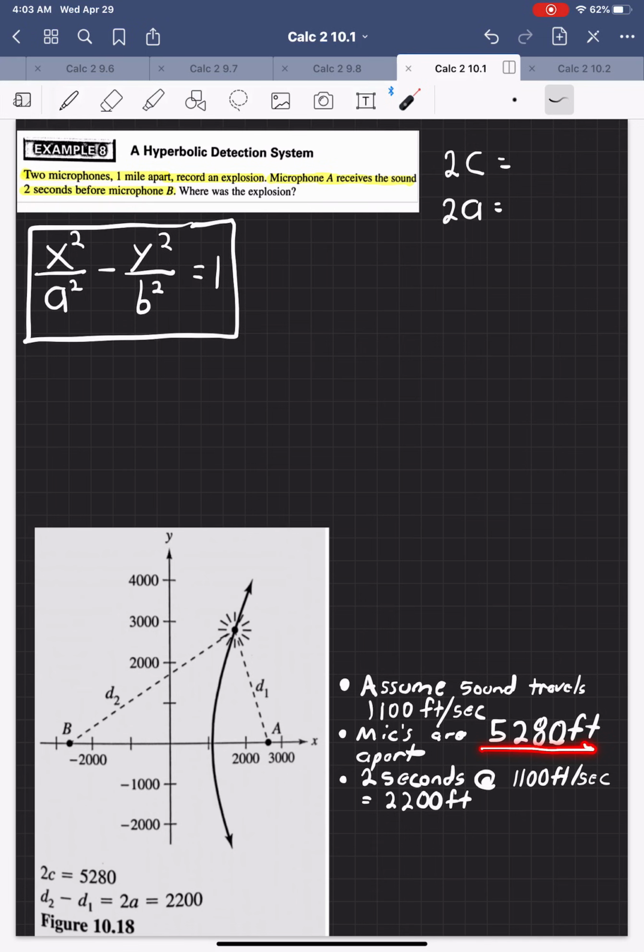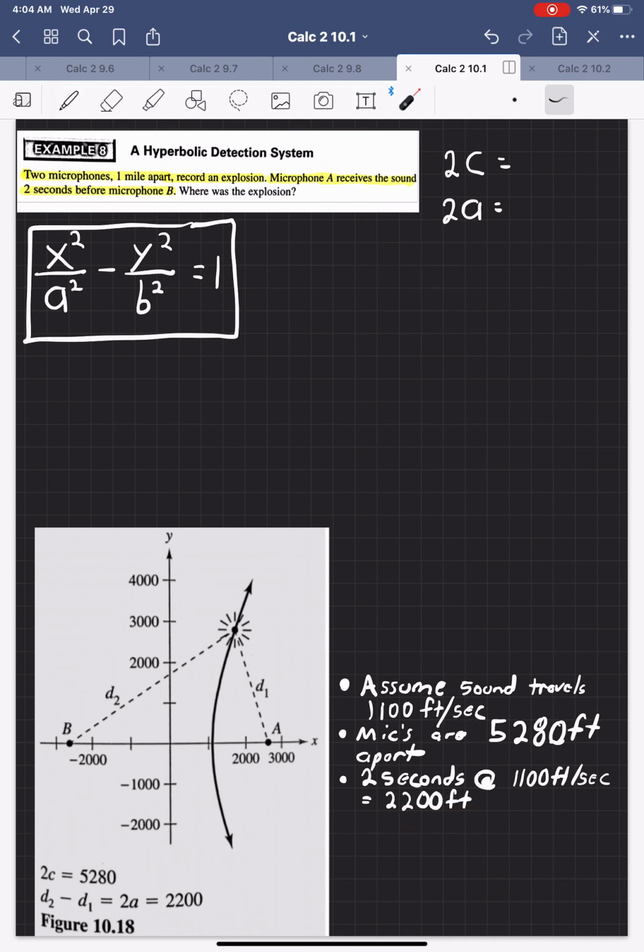All right. So we also know that microphone A receives the sound 2 seconds before microphone B. Now, every second that goes by, so we have 1 second, then 2 seconds, sound we will assume travels at 1,100 feet per second. So in 2 seconds, the sound would have traveled 2,200 feet, right? So in 2 seconds, at 1,100 feet per second, would be 2,200 feet.